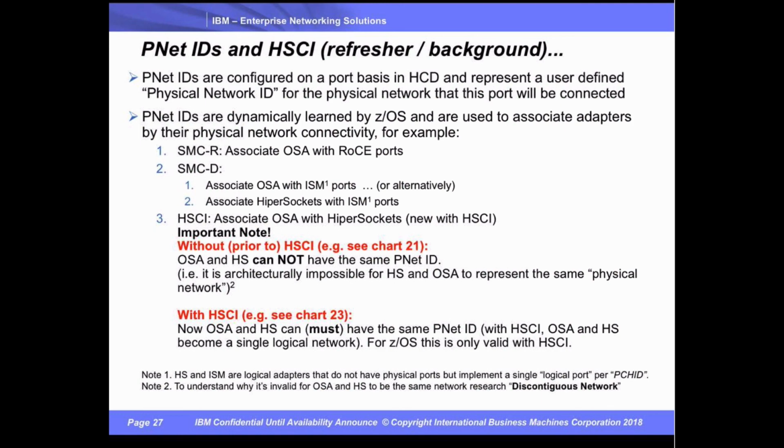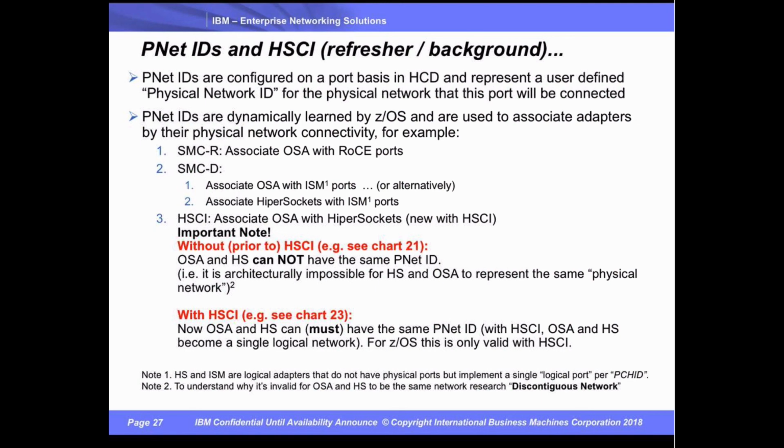When you get to bullet 3, HiperSockets Converged Interface is a bit of a game changer because it now associates OSA with HiperSockets. So what's new with the Converged Interface, your OSA and HiperSockets networks are now the same. They have the same name. So look at chart 21 when you look at this bullet 3, and then see what happens with HiperSockets Converged Interface on chart 23.